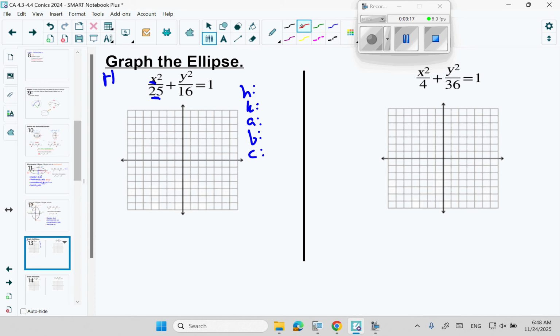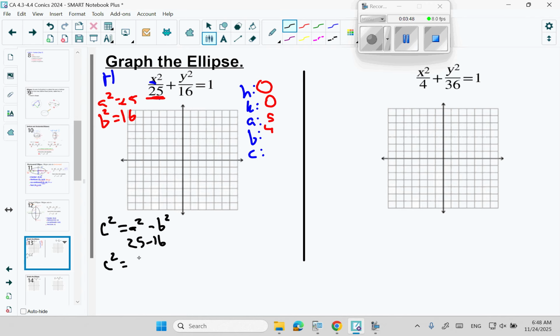So just like yesterday, h is whatever I'm subtracting from x. I'm not taking away anything from x, so I get a 0. Y or k is whatever I'm subtracting from the y, so that's 0. A, well, a squared equals 25, so a has to be 5. And b squared has to be 16, so b has to be 4. And then we can use our relationship. C squared equals a squared minus b squared. 25 minus 16, c squared is 9, therefore c is 3.